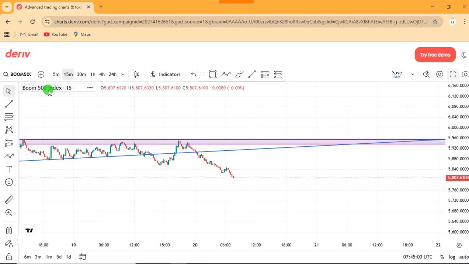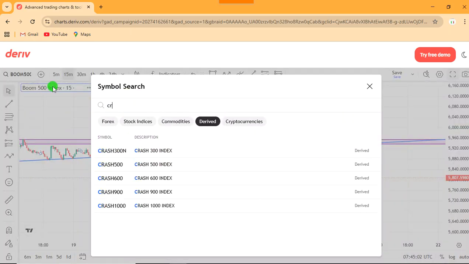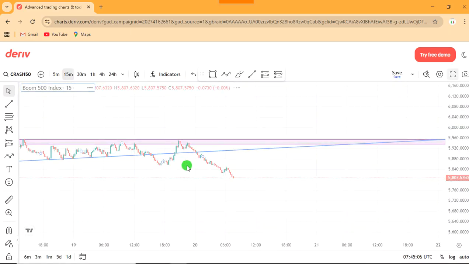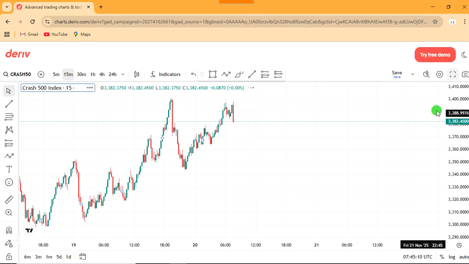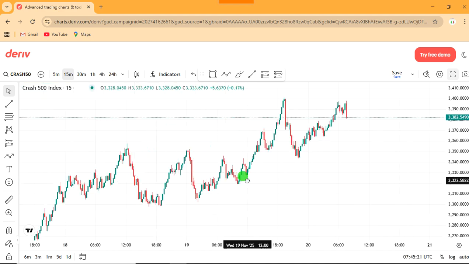Now that's it. Let's go to the next one, which is going to be the Crash 500. Now on Crash 500, we checked that last night, where we took the trade from this zone right here, and of course we woke up to profit targets at this zone, so that actually gave us profits. So let's check out what's going to happen today.